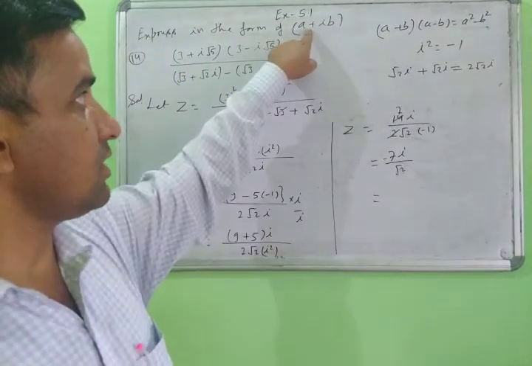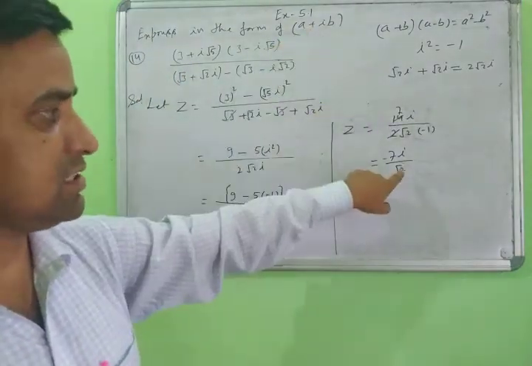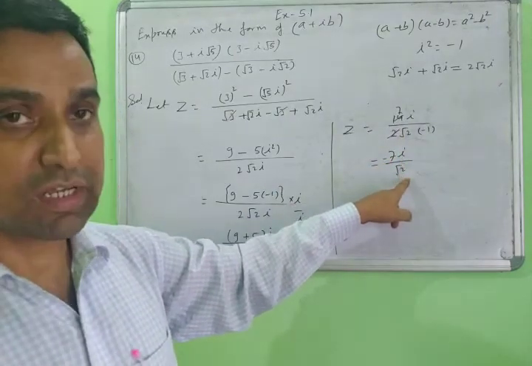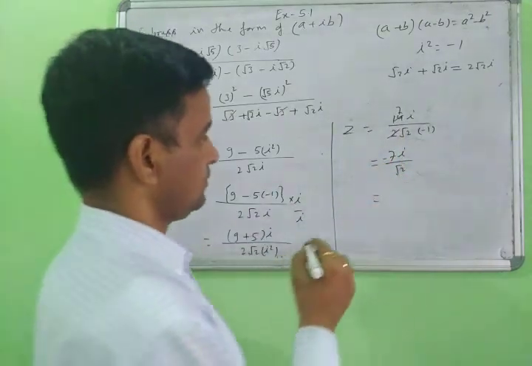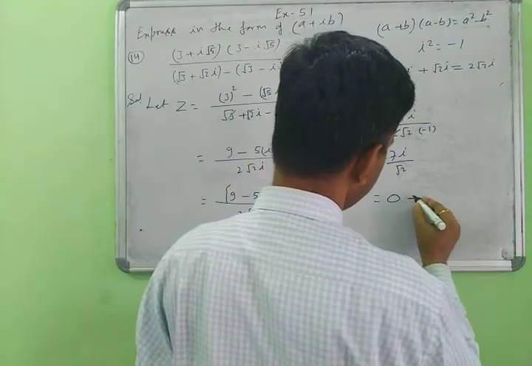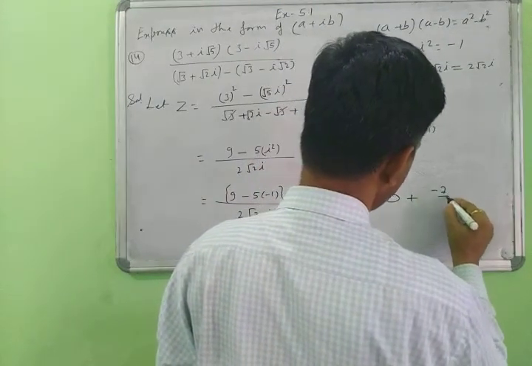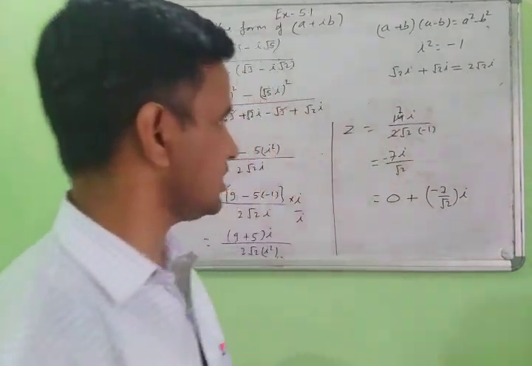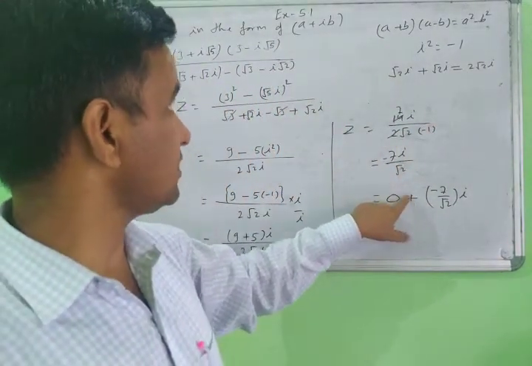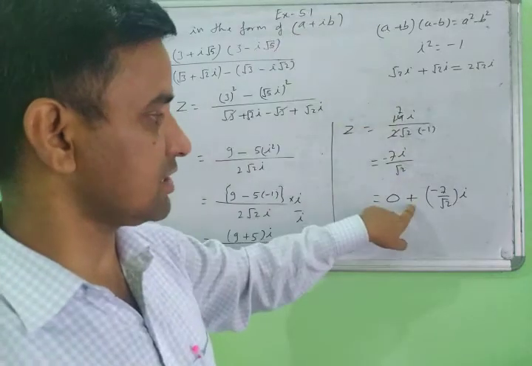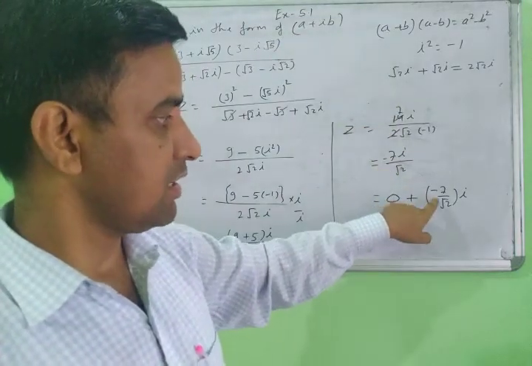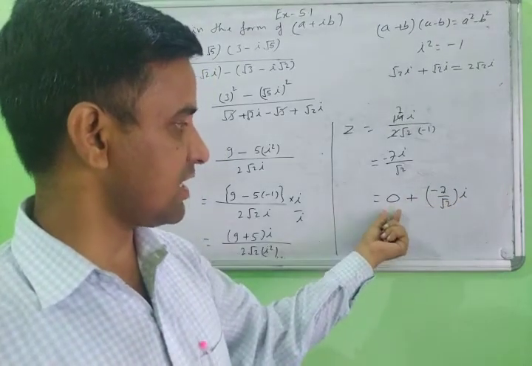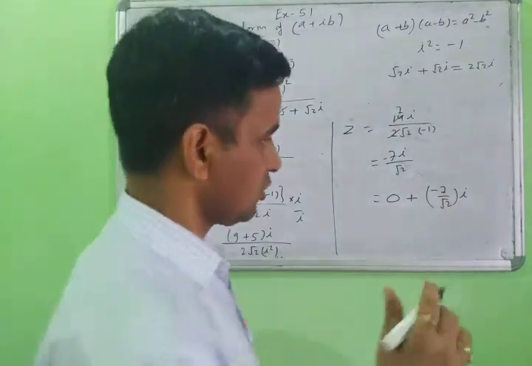You have to write the answer in the form a plus iota b. This is only the imaginary part, so you will convert it into complex form. The real number will be 0 plus minus 7 upon root 2 iota. You write it in this form because you have to write the plus form, and this minus sign you write inside the brackets. Then write that this is the real part and this is the imaginary part. This is your final answer.